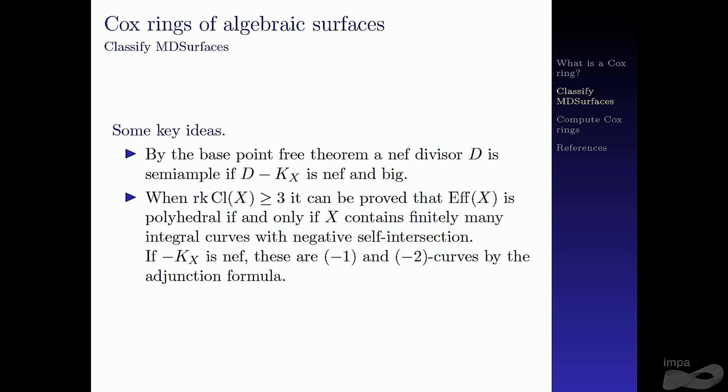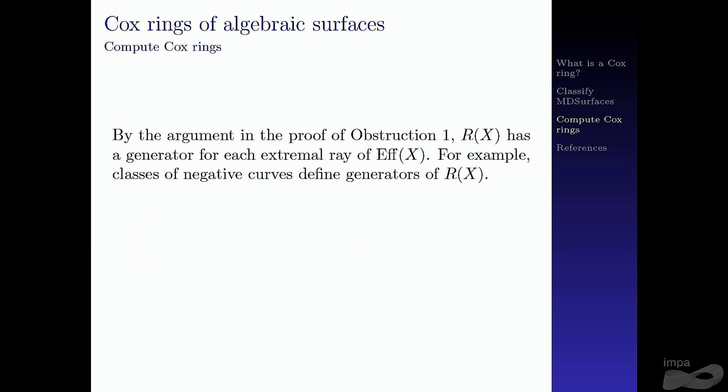Okay. So this is more or less what I wanted to say about the classification. As you have seen in this picture, the case where the anti-canonical class is nef turns out to be easier from the point of view of finite generation. And so it was quite natural to try to say something about the generators of the Cox ring in this case. So let's go to computing the Cox ring. How much time do I have?